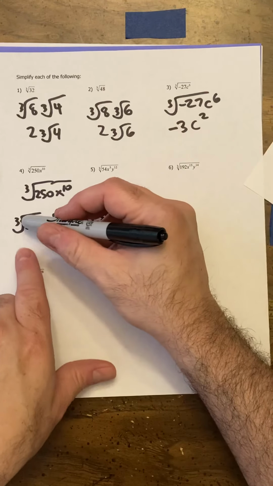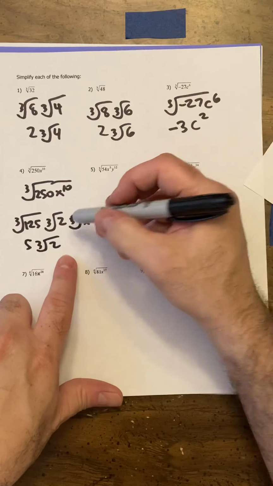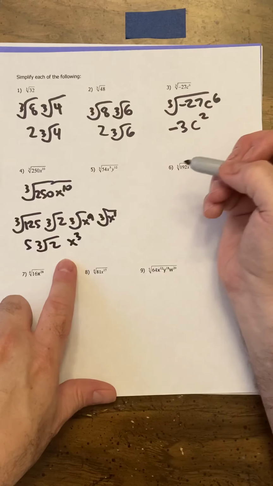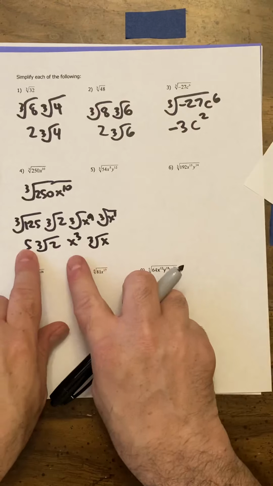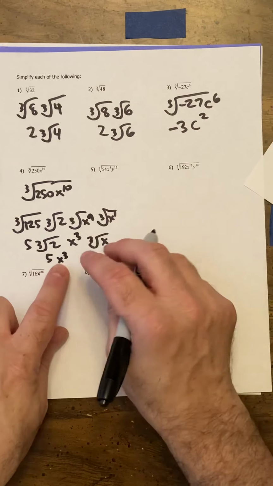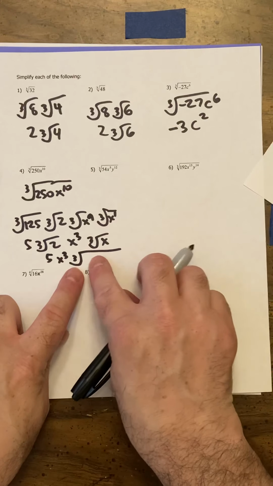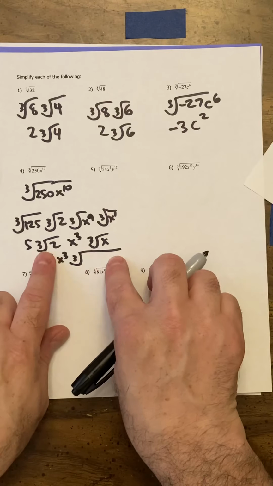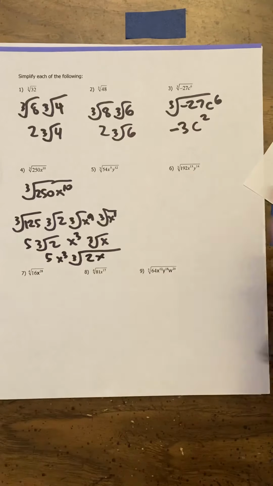Cube root of 125 is 5. Cube root of 2 we're stuck with. Cube root of x to the 9th is x to the 3rd. And this is stuck, cube root x. You put the number first, 5, then the variable next, x cubed, and then combine all the cube roots inside the last final part, which is a cube root of 2 and a cube root of x. You can put it all together as cube root of 2x. Let's try one more, and I'm going to do that on a separate sheet so you can see it.